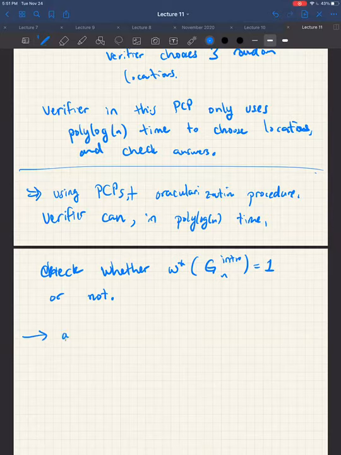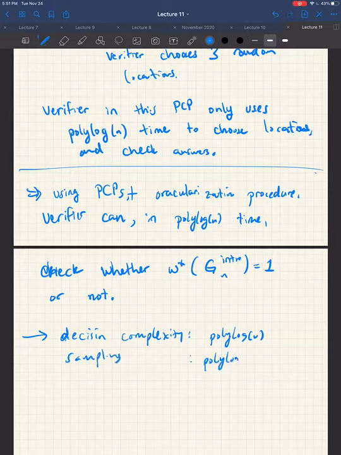The output of this compression procedure will be this thing that does this PCP checking. Decision complexity is polylog n. Sampling complexity is also polylog n, which is our final goal.